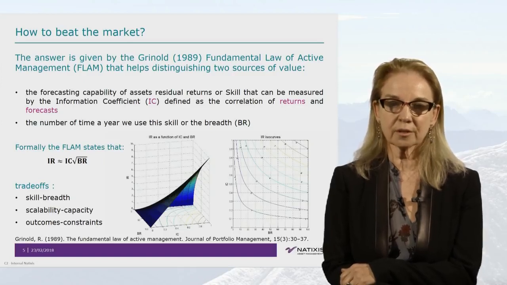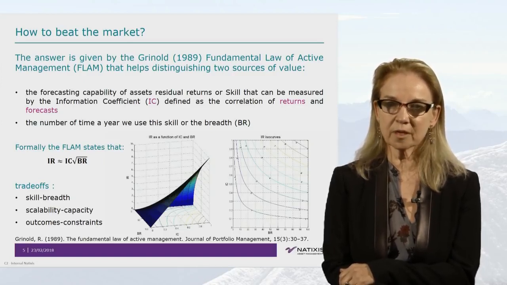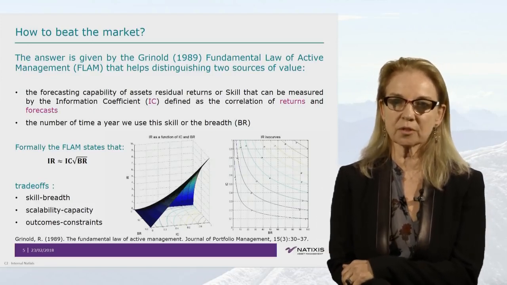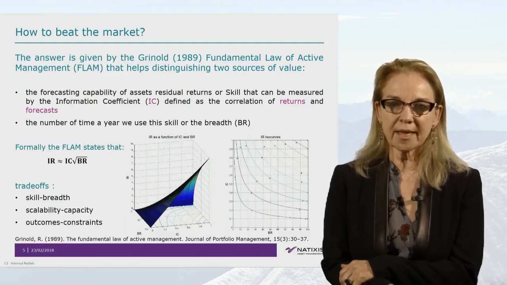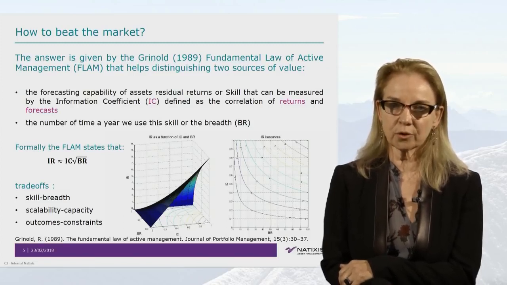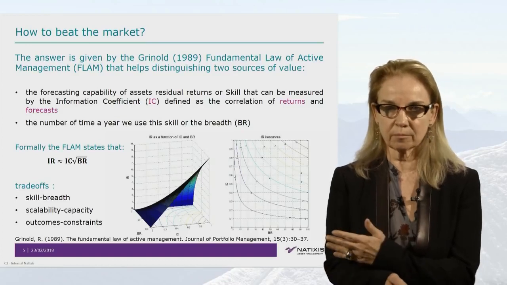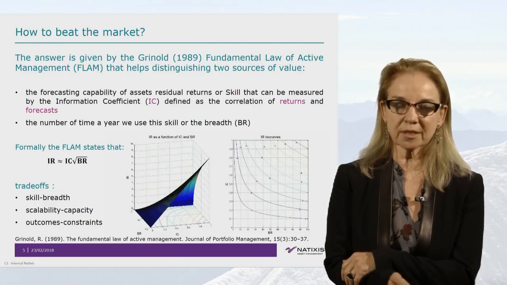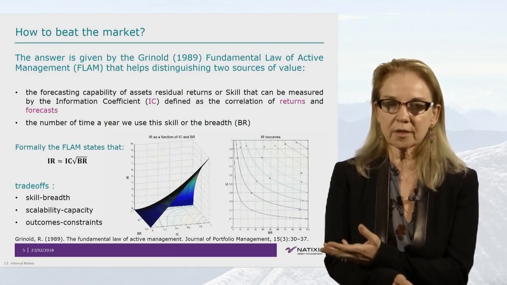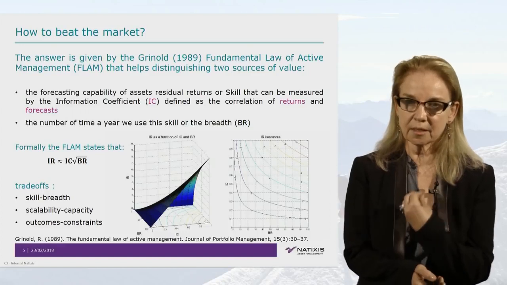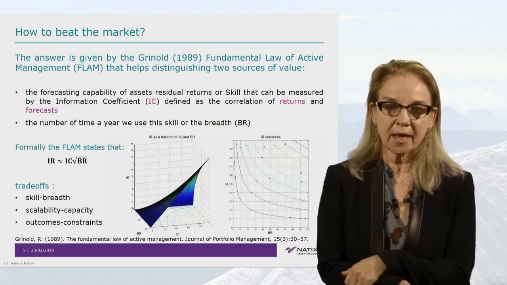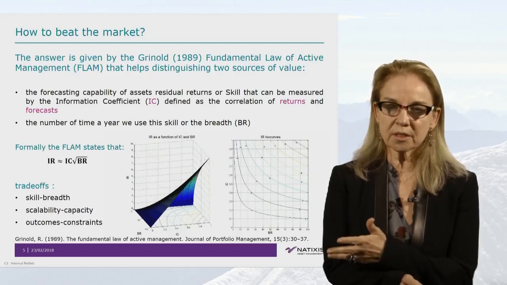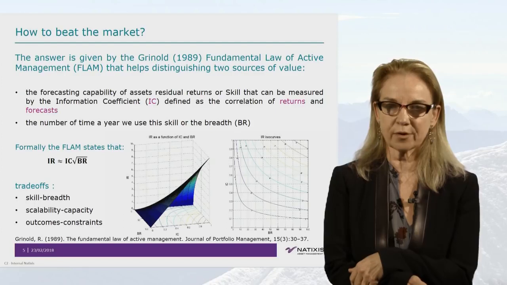The first was Grinold, speaking about a fundamental law of active management, and he distinguishes these two sources of value. He names the information coefficient, or skill. We use skill in general in the market. It is the correlation between the returns and the forecast. So this is how skilled the portfolio manager is in forecasting returns. And we also have the number of times a year where we can use this skill, which we name breadth.